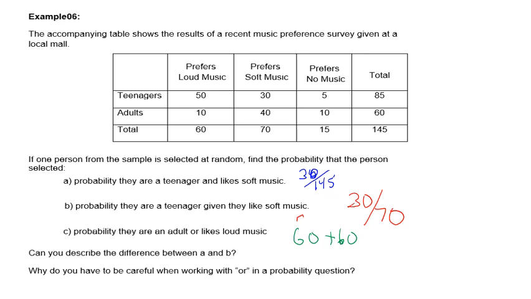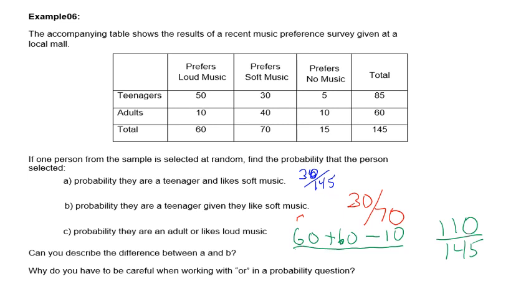But if you look at the adult row and you look at the loud music row, these 10 people were included in both these numbers, so I have to back them out because I included them twice. So you do your math and you get 110. Question is, what is the denominator? The denominator is 145. Why? I didn't tell you anything about the person selected. I'm asking if they're an adult or they like loud music.